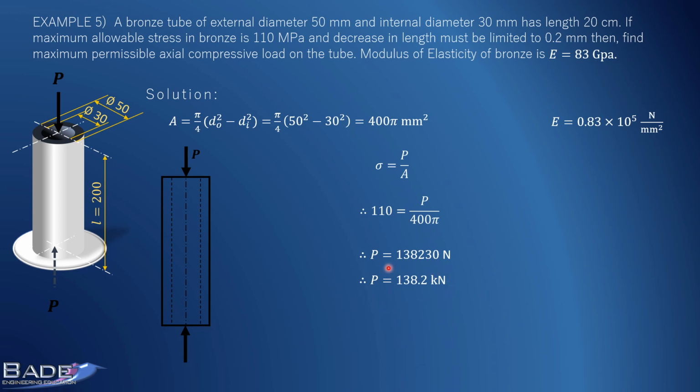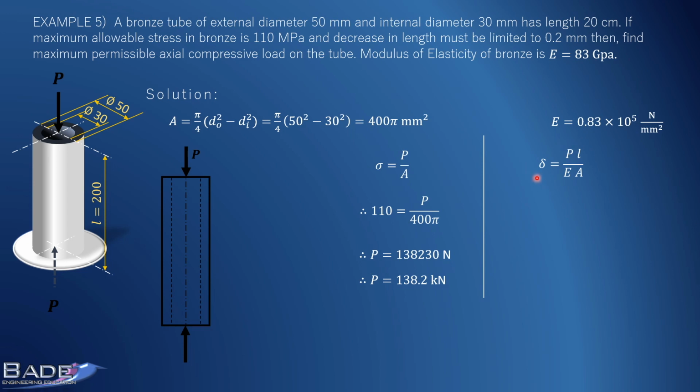Okay, but immediately don't say that this is safe load or maximum permissible load. This load creates stress 110 megapascal. It is maximum permissible stress. So up to this stress it is allowed. That means this load is allowed. But we have found out this load using only one condition. That is stress must not exceed 110. But there is one more condition given in the problem, that deformation must not exceed 0.2 millimeters. So for this particular, what is that load which creates this deformation? Let's find out.